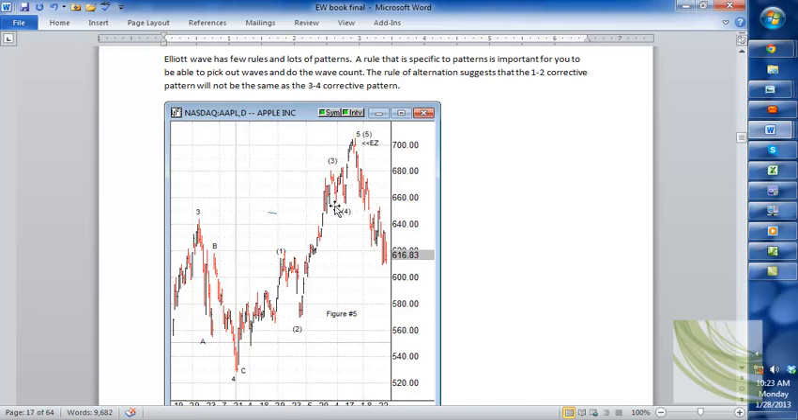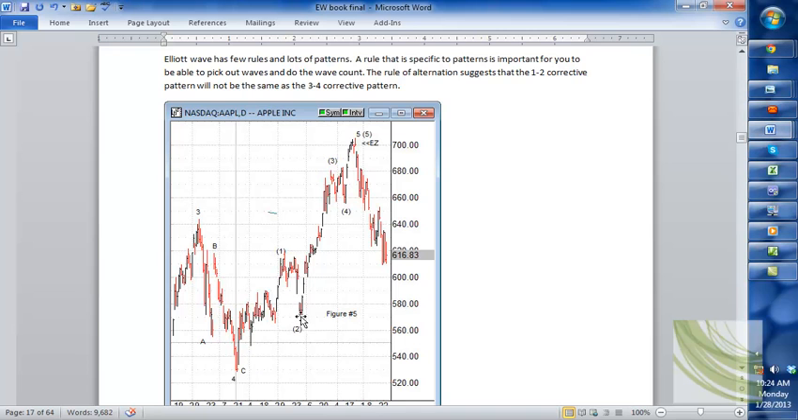Okay, and as you can see here, your correction in this case was what some might call a running correction, where here is your A, B, C, only your B is higher than your end of this move here, which was the 3. Okay, and one of the interesting things about Elliott wave, they have these rules, and one of them says that the pivot B, so if you have an A, B, C, the B can be higher or lower, as the case may be, than the previous pivot.